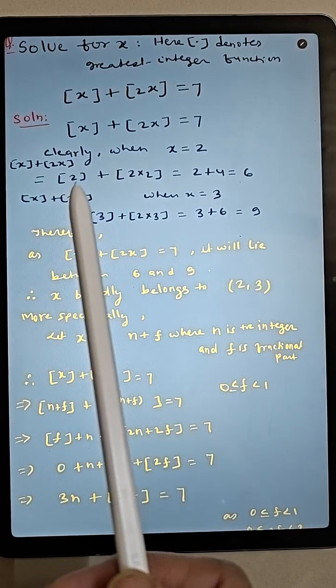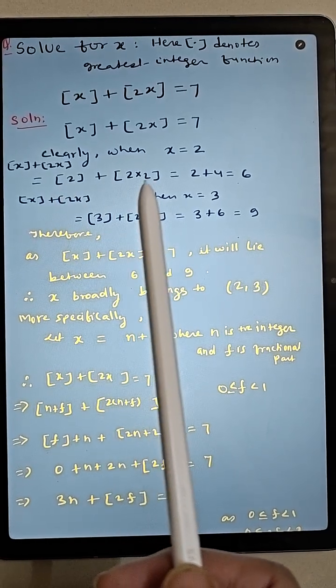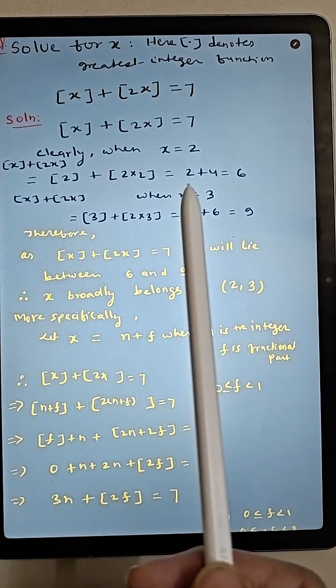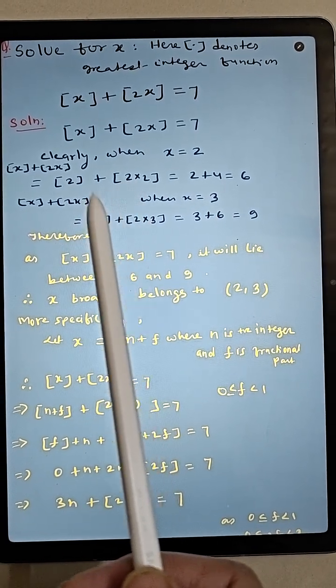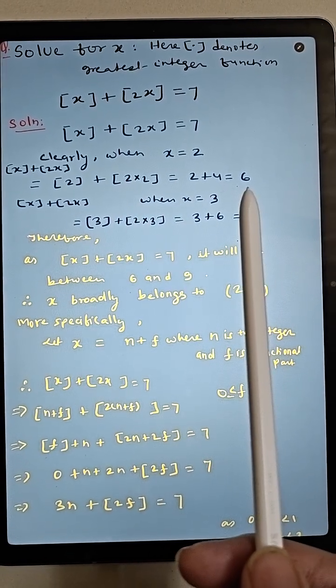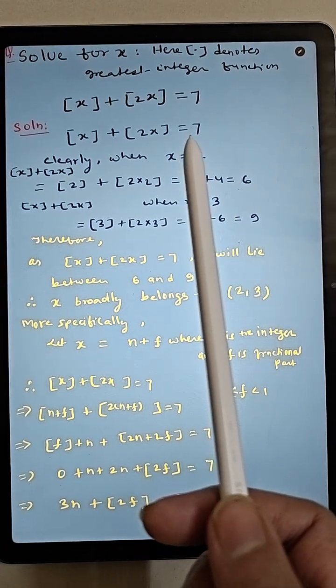So clearly, when x is 2, the greatest integer function of x plus the greatest integer function of 2x is 2 plus 2 into 2. So you will get 2 plus 4, because these are integers, so they will directly come out. So 6 is the value. But our value is 7.